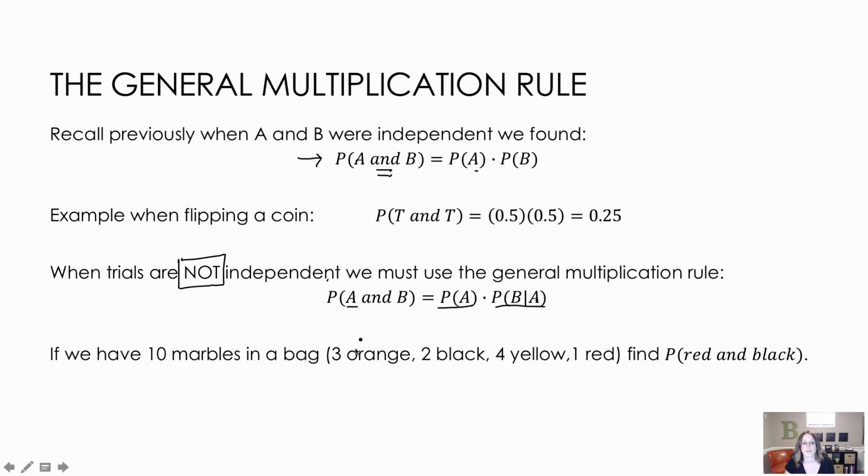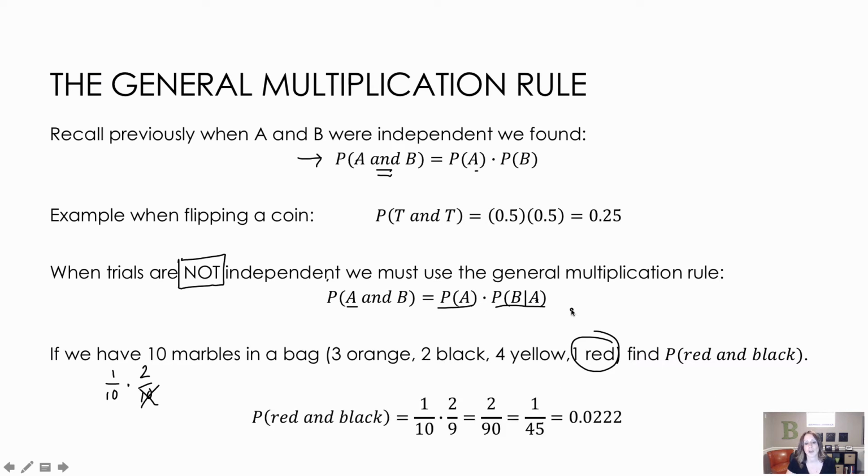If I have 10 marbles in a bag, 3 orange, 2 black, 4 yellow, and 1 red, and I want to find the probability of a red and a black, I'm finding first the probability that I get a red. Out of my 10 marbles, one is red, so 1 out of 10. If they were independent, I would then multiply by 2 out of 10. Except the problem is there are no longer 10 marbles in my bag because I have taken the red marble out, and now what's left over? Only 9 marbles. So using the general multiplication rule, I'm taking 1/10 times 2/9. That's how many black out of how many total marbles, given that I've taken the red marble out of the bag. Then I multiply and find it as a decimal.